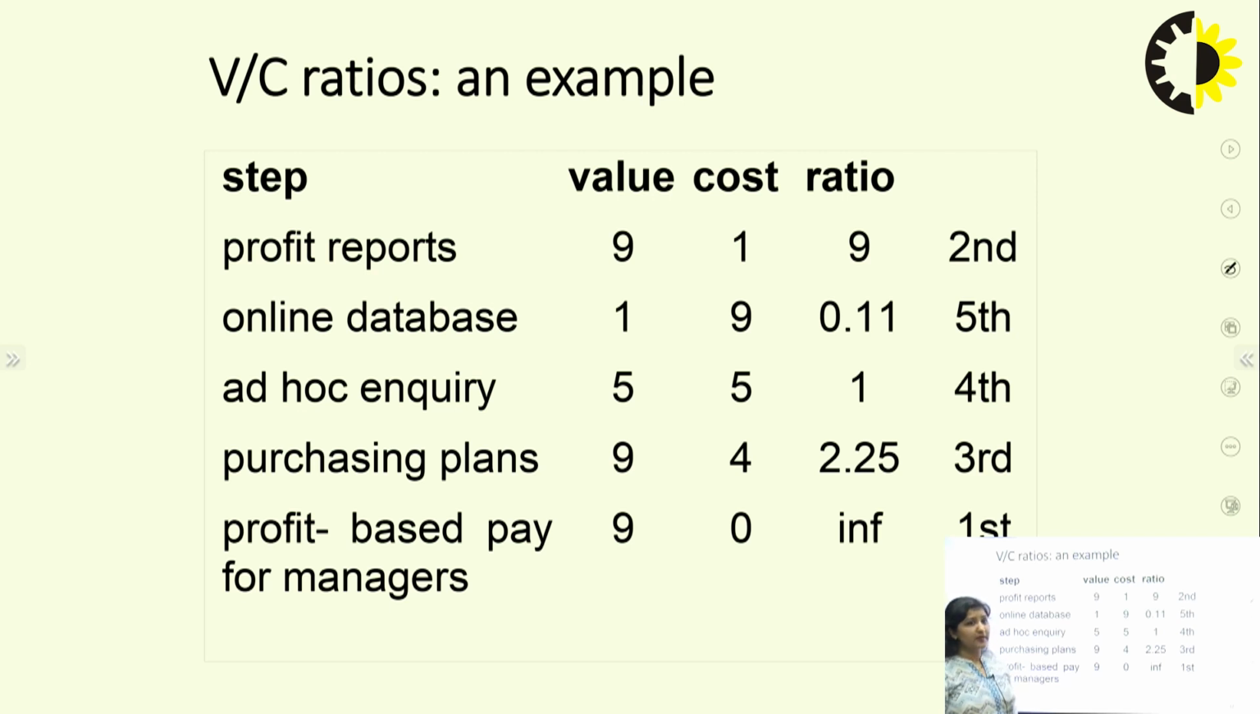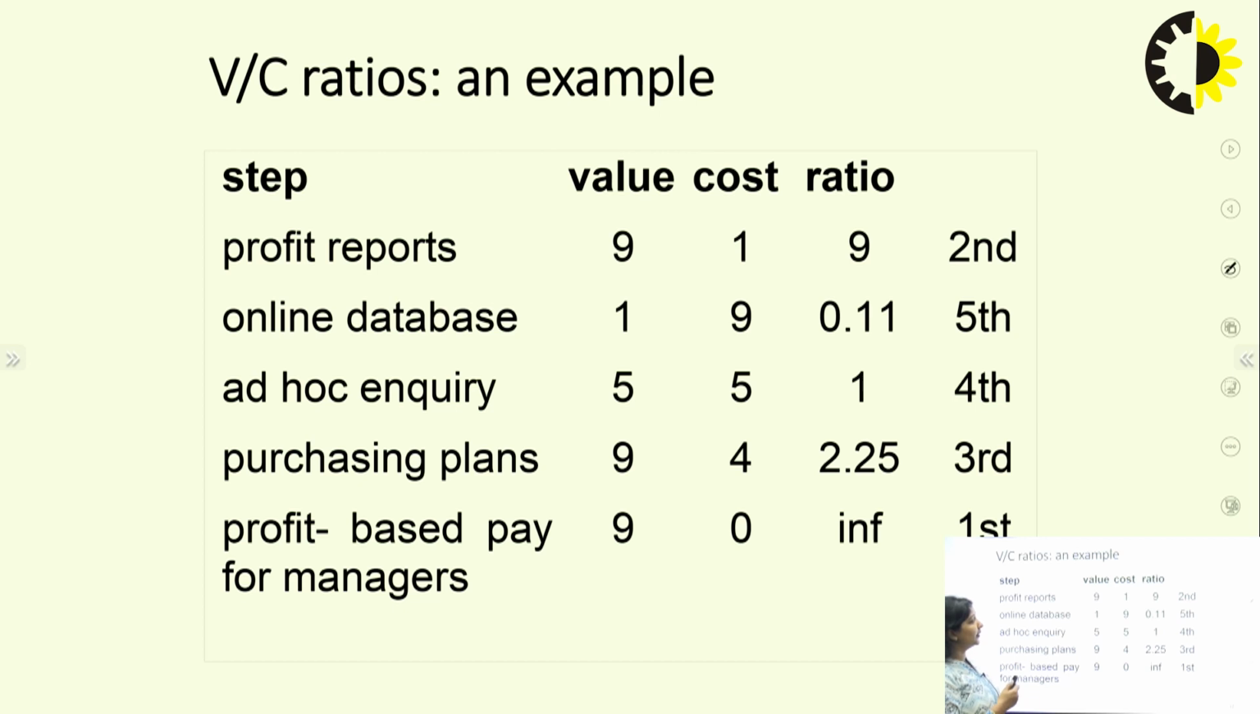We have various steps like profit report, online database, ad hoc inquiry, purchasing plan, and the profit-based payor managers. We have the value and cost for each of the steps. For the profit report, the value is 9, cost is 1, so the ratio comes out to be 9, which is the second step. Online database: value 1, cost 9, ratio 0.11, so it is the 5th step.